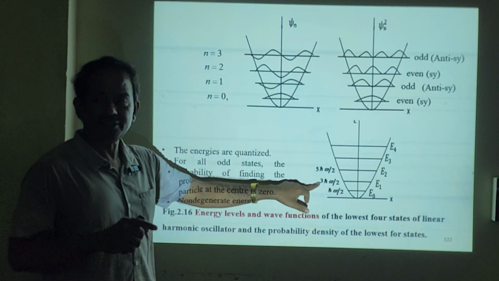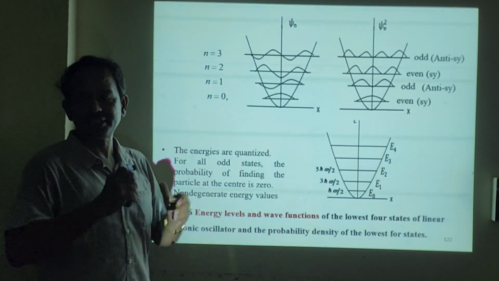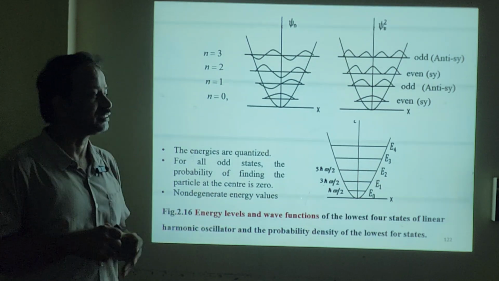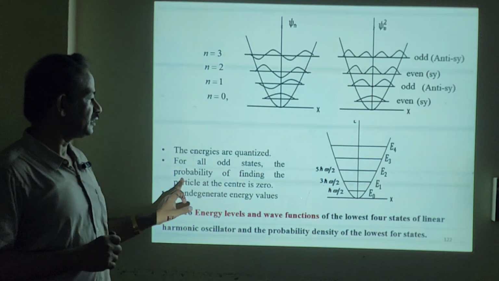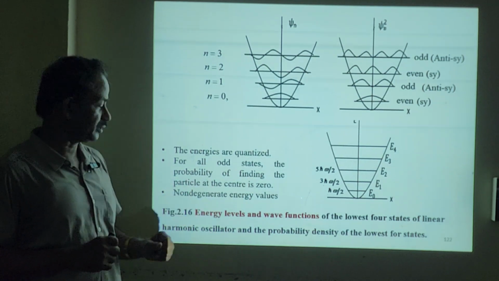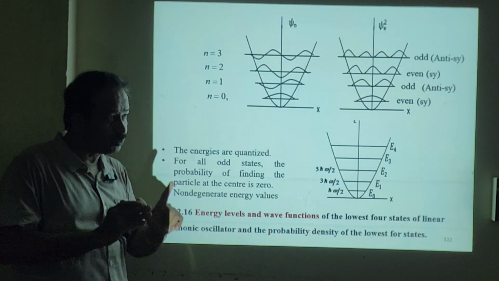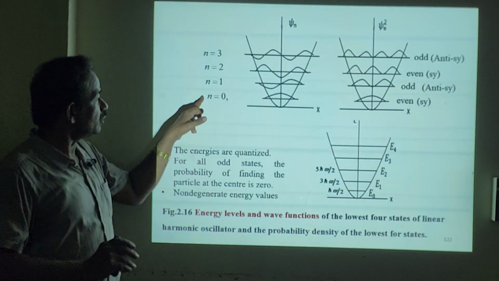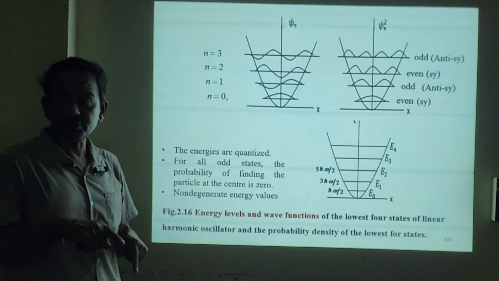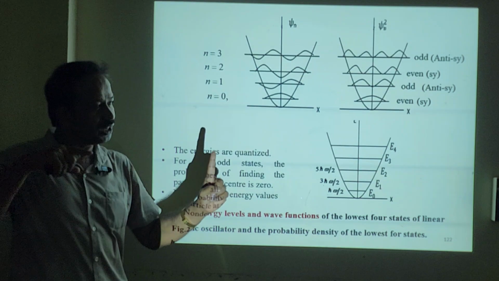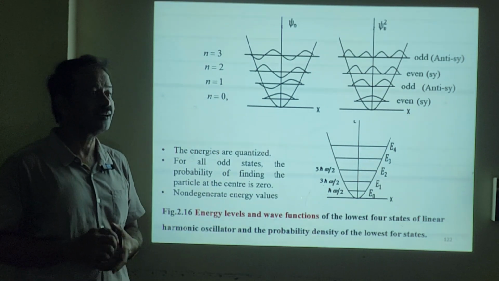And here for n equal to 1, you will get 3 h bar omega by 2, then 5 h bar omega by 2. They are evenly spaced. The energies are quantized, discrete in energy. For all odd states, the probability of finding the particle at the center is 0. For every n, there will be only one energy. For n equal to 0, you have h bar omega by 2. For n equal to 1, you have 3 h bar omega by 2. For every n, you will have one particular energy. This is called non-degenerate energy.